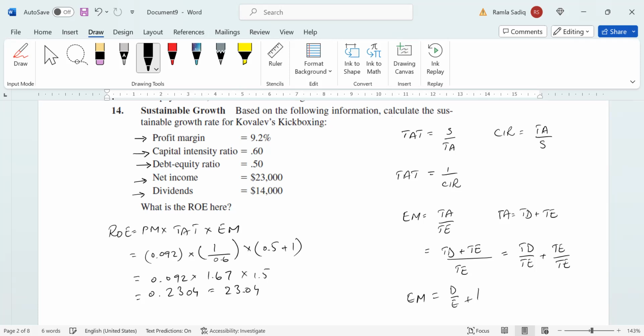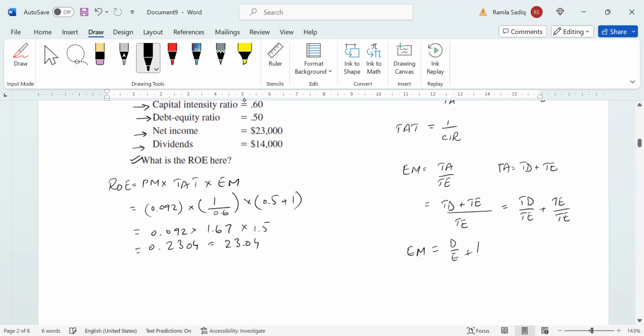Now, remember, we do still have to calculate the sustainable growth rate. We're not entirely done yet. We've just done this part of the question. We still have to calculate the SGR. With the ROE, let's scroll down a little bit over here. For the purposes of SGR, we need another piece of our puzzle. SGR equals ROE multiplied by the retention rate, divided by 1 minus ROE multiplied by the retention rate.